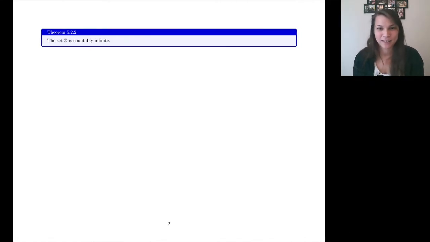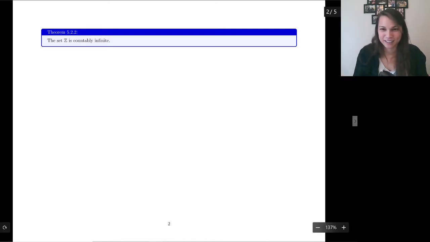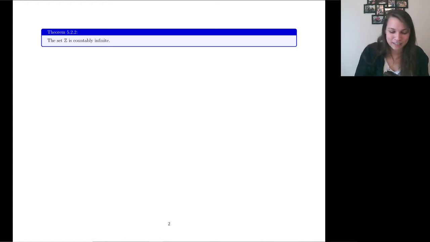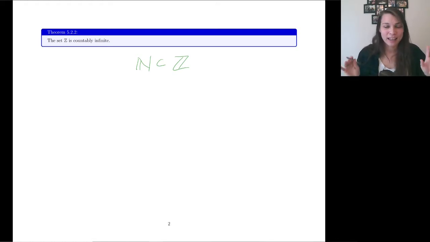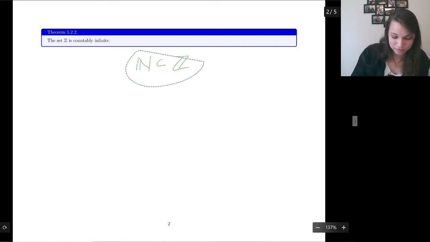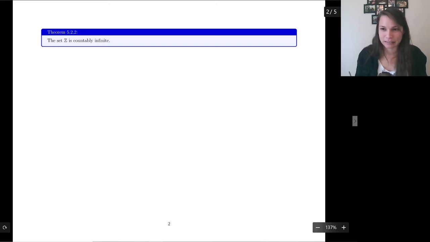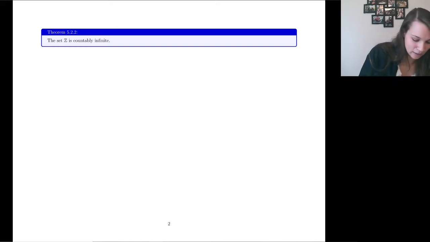First thing that we're going to prove is that the set Z is countably infinite. And I remember the first time I saw this, it broke my brain. I was just like, oh, but natural numbers are a subset of Z. Like, how do you want me to make a bijection between these? What are you talking about? This is insanity. It's okay. We can do it. They are the same type of infinity, and that's what we're about to prove, even if it may feel a little uncomfortable at first.